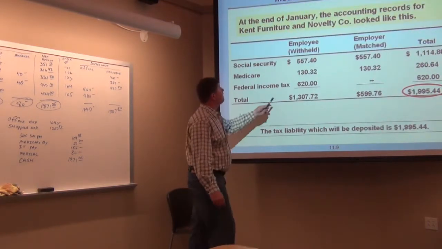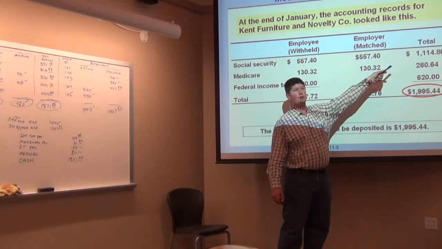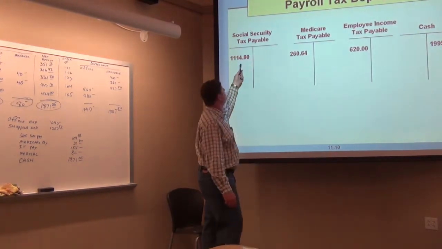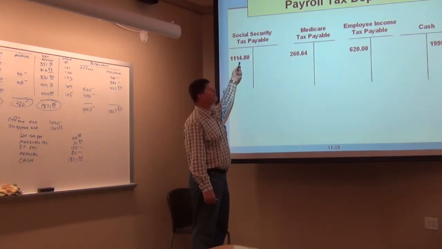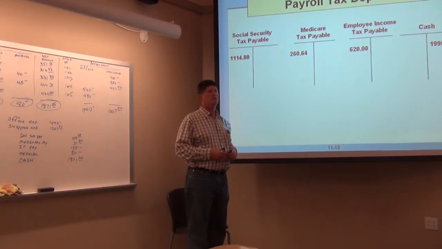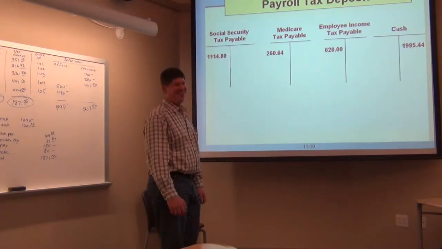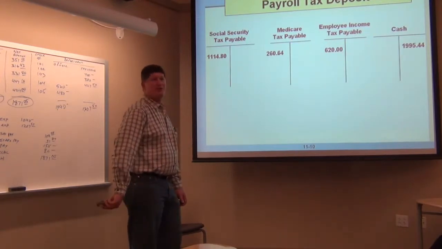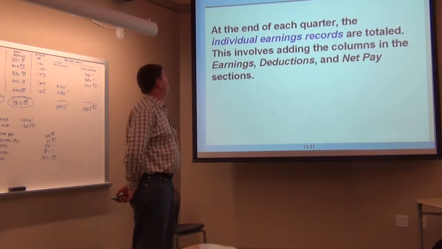Notice, here's what was withheld from the employee, the employer matches it, and the total. Notice that becomes the balance of your payable, and by debiting it, when you make the payment, the balance goes to what? 0. Good. Questions? All right, questions, anybody? All right.